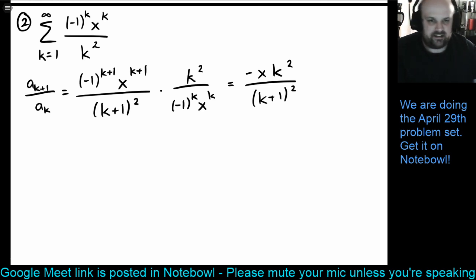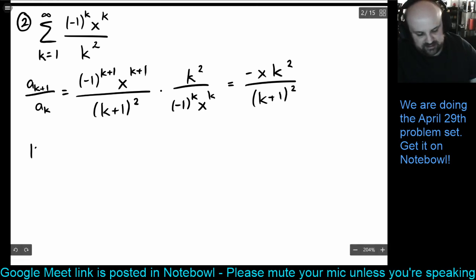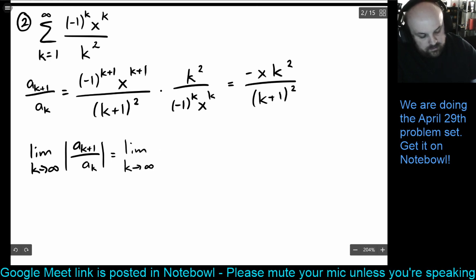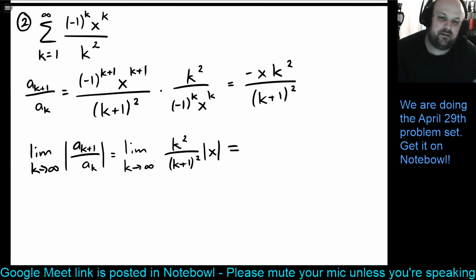So what will we get out of the limit here when we do the ratio test? What will we get in this case? What will this limit be equal to?